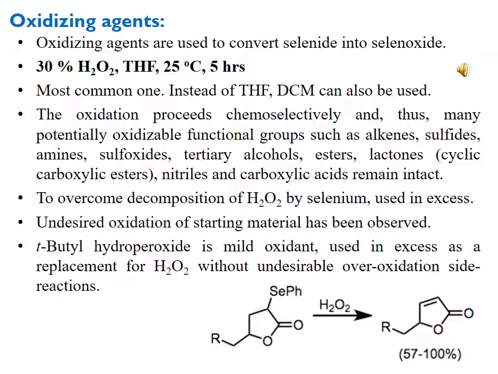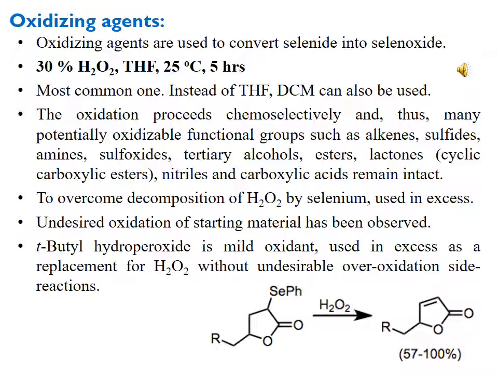One of them is hydrogen peroxide, which is generally 30% H2O2, used at 25 degrees C in THF, tetrahydrofuran, as a solvent, and this oxidation process takes almost 5 hours. It is the most common method for the oxidation of selenide to selene oxide. And the solvent which is written over THF can be DCM also, dichloromethane.